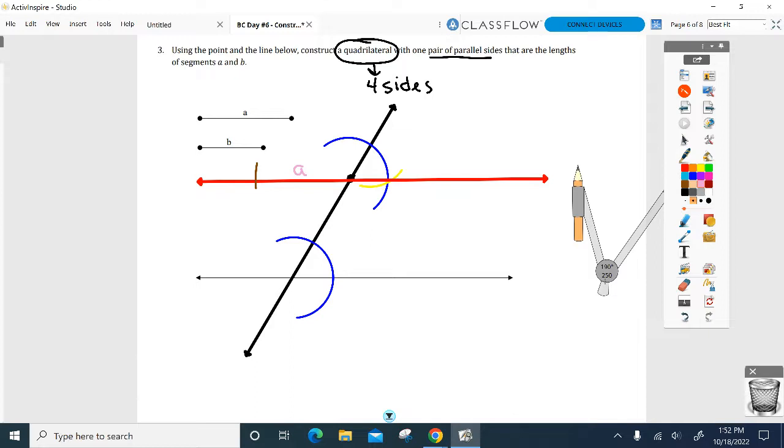Again, I could have done it on the other side of the transversal too. I could have done it on the bottom, the original line too. So there's A.